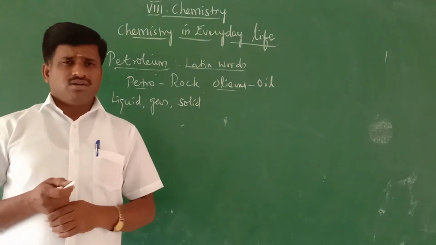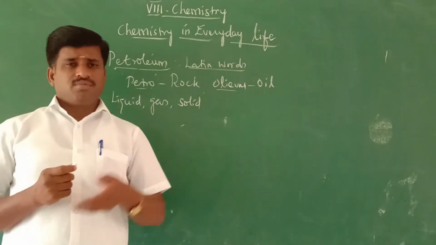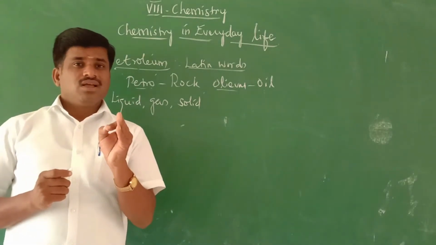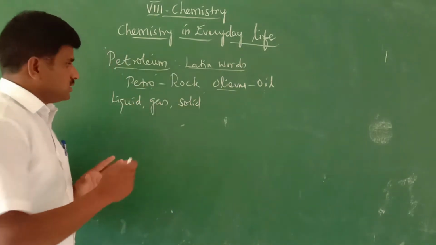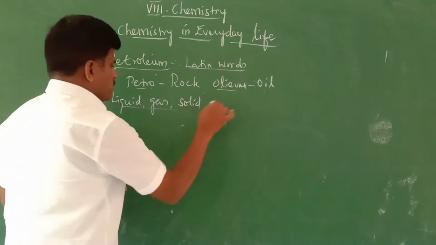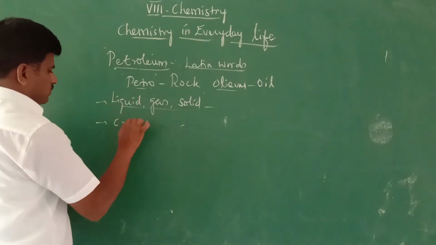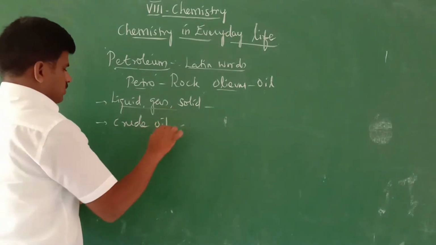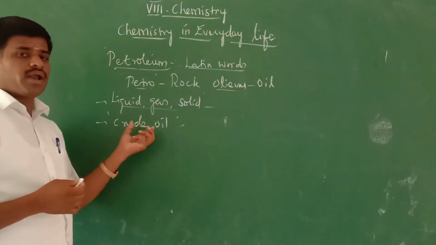Petroleum is not directly obtained. We drill it from the earth. It is obtained as crude oil, not directly as petrol. Crude oil is a mixture of petroleum products.